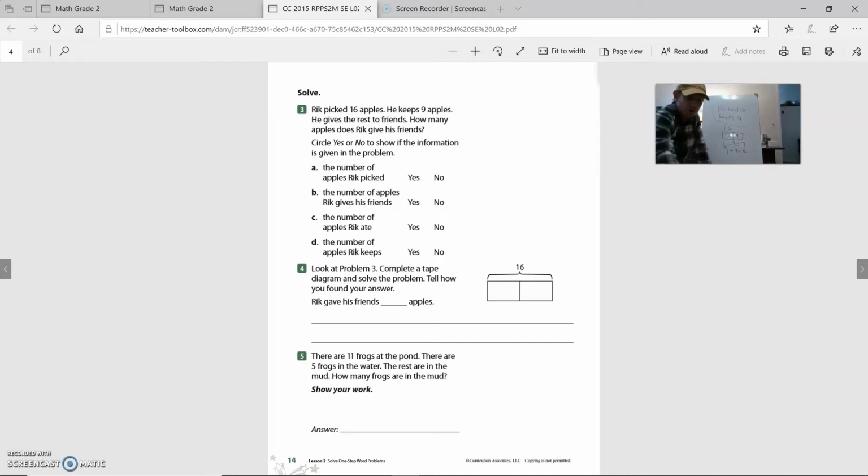So on your packet, we would know that Rick gave 7 apples to his friends. And when it says, tell me how you found your answer, you can tell that you started with 16 apples, you subtracted 9 apples, and you ended with 7 apples.